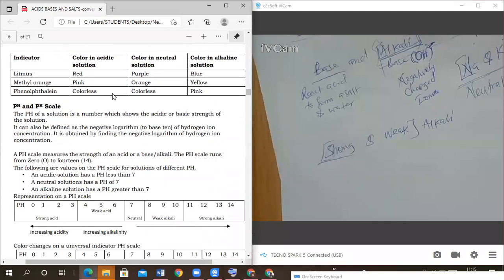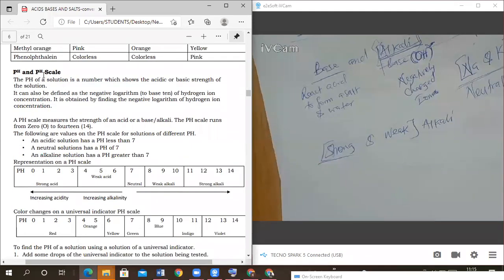So I want to look at the pH. This is the power of hydrogen. If you look at the pH scale, it measures the strength of an acid or a base or alkali. The pH scale runs from 0 to 14. From 0 to 3, those are strong acids. Then 4, 5, 6, those are weak. Then neutral is 7.